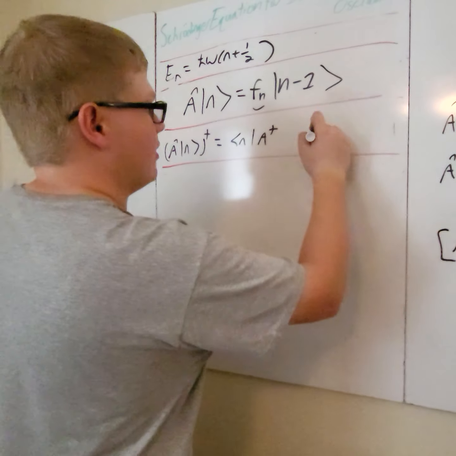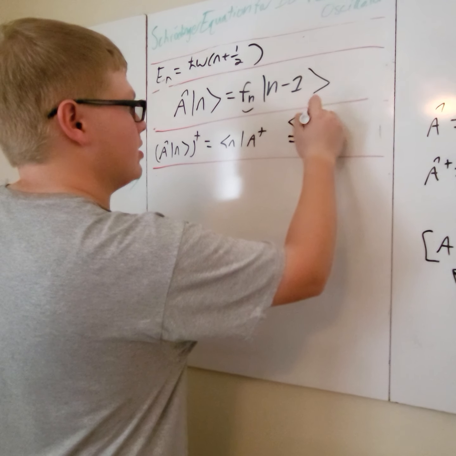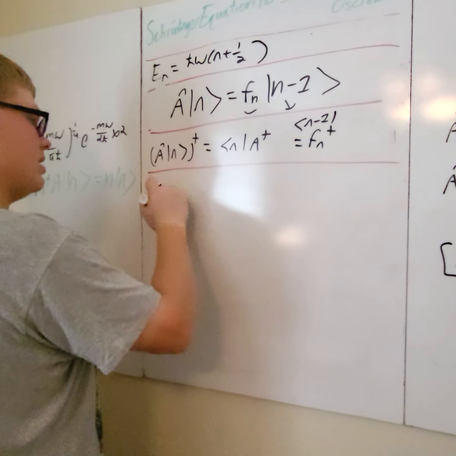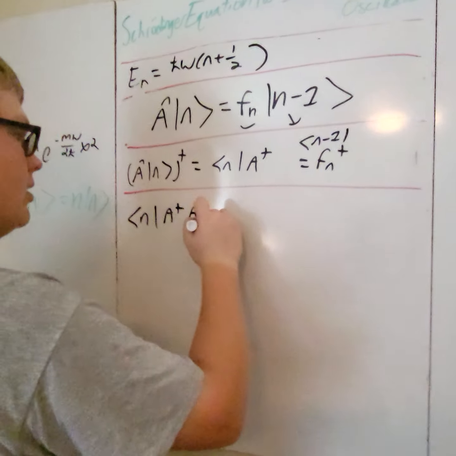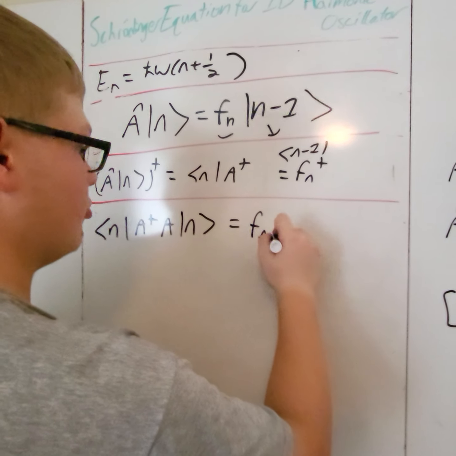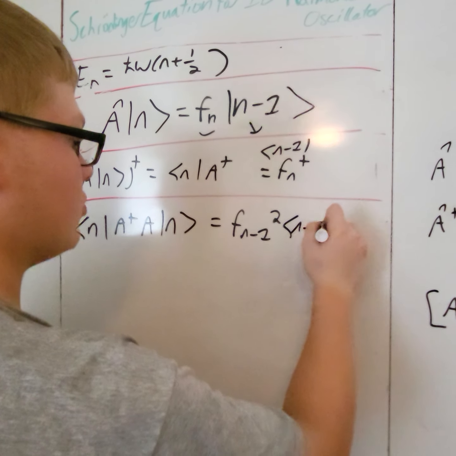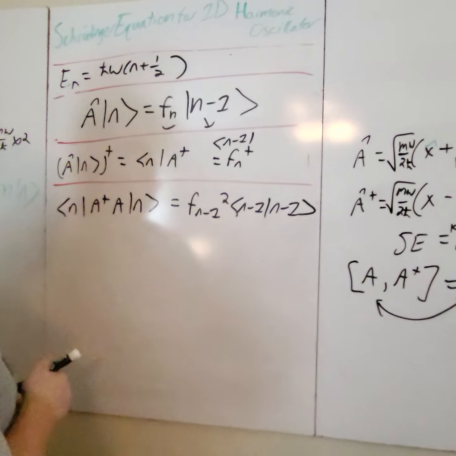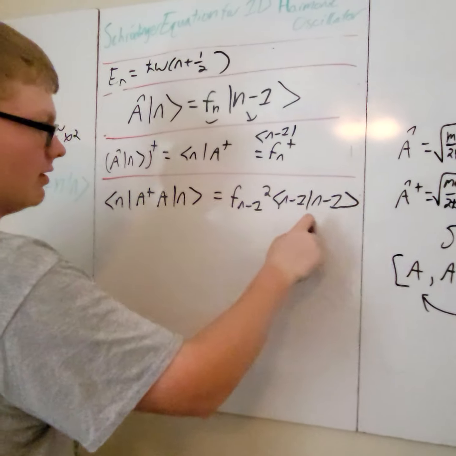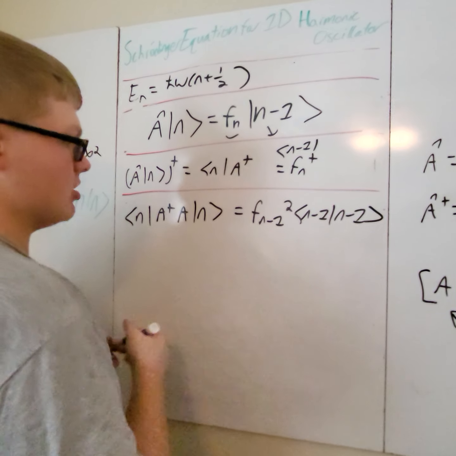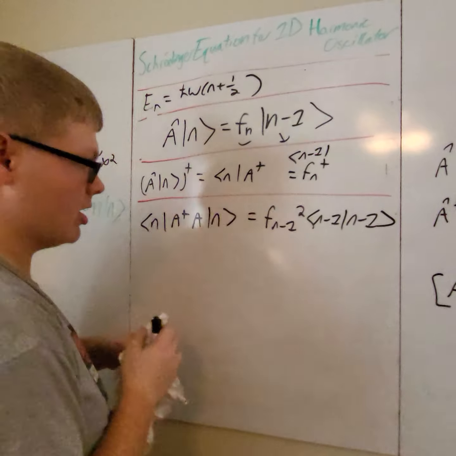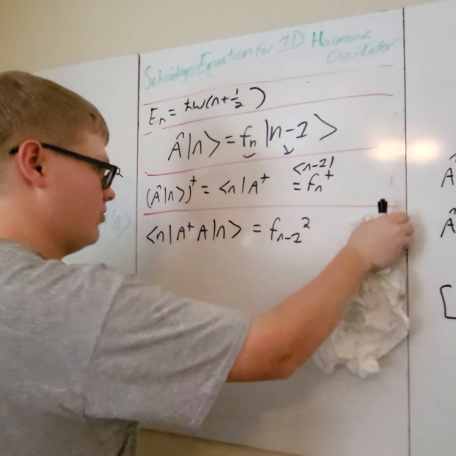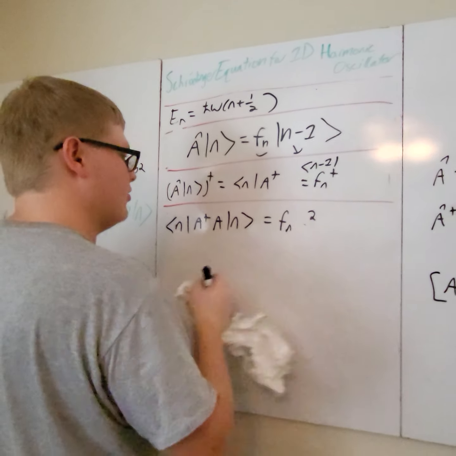Which is just f n, plus, you have to equate the sides. So if we take n a plus, that's going to be f n minus 1 squared, n minus 1, n minus 1. The inner product of n minus 1 with n minus 1. Well, the inner product of any state with itself is just 1, because it has to be normalized, probability equals 1. So that's just going to give us our f sub n squared.